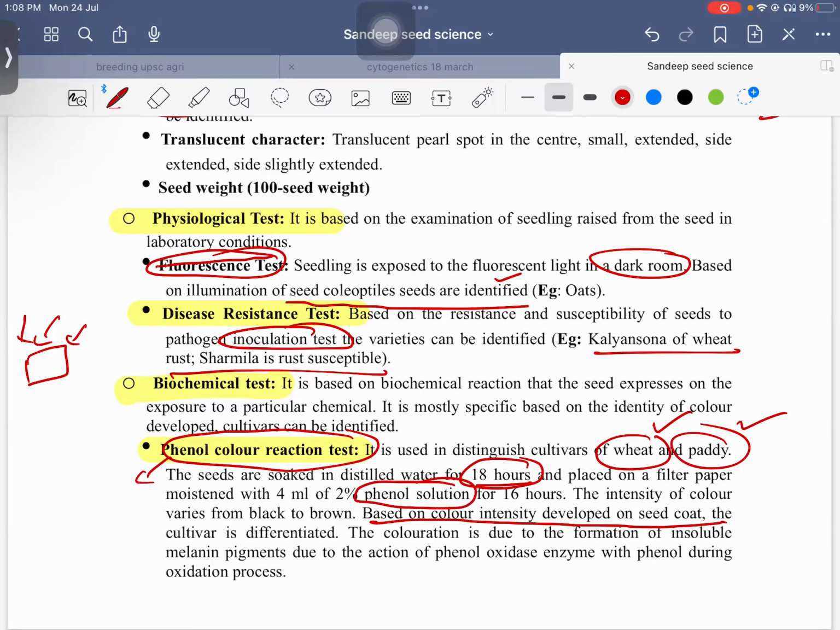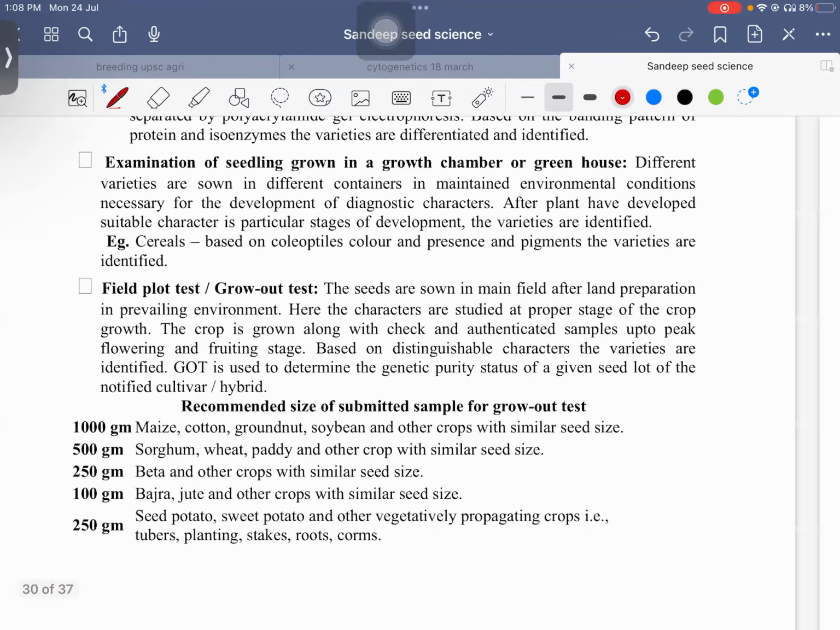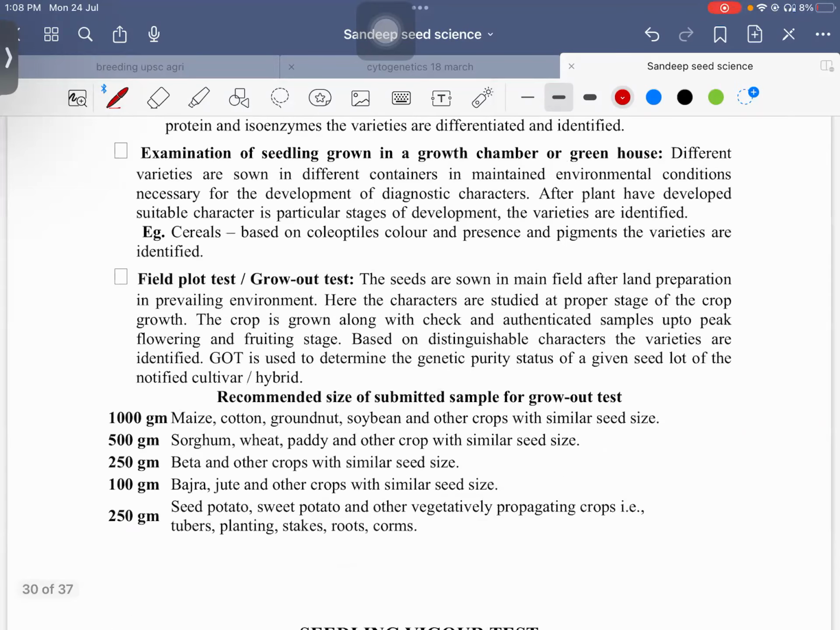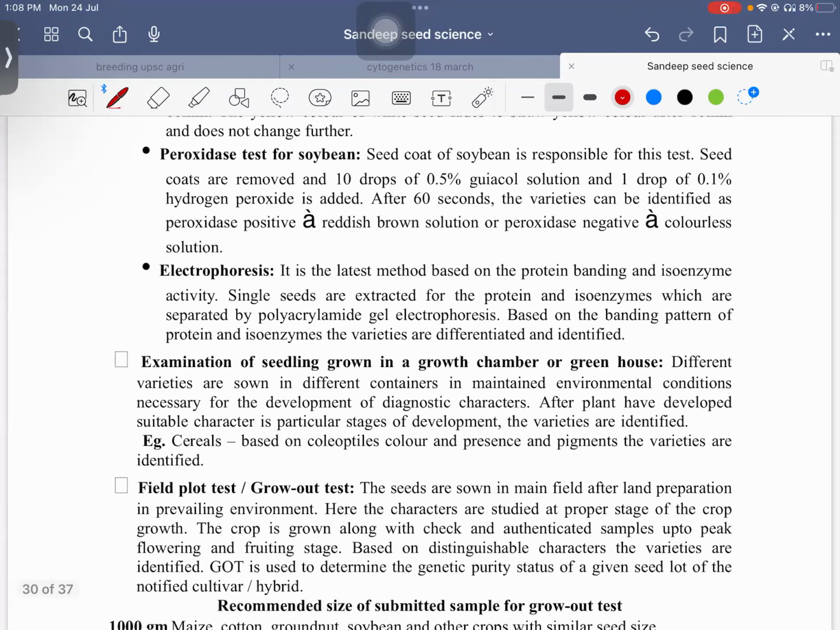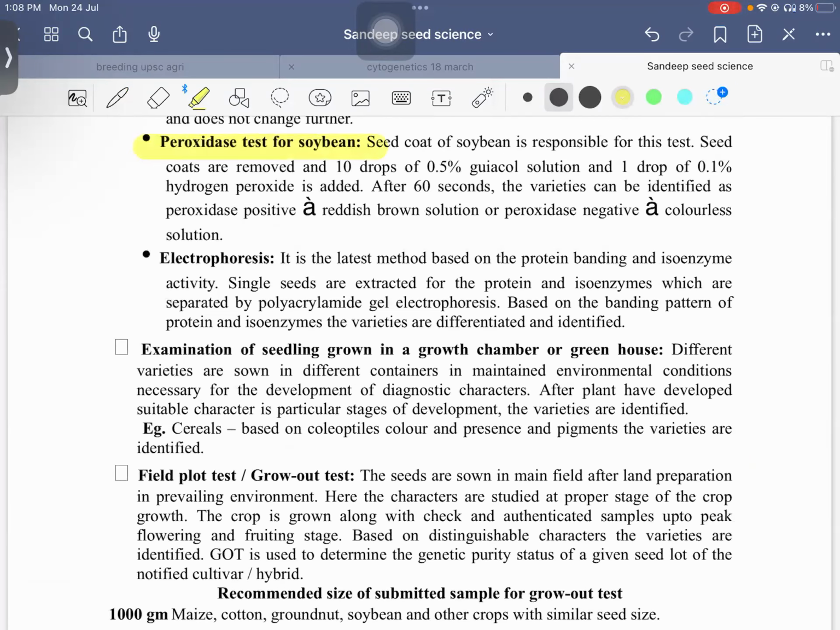Phenol solution, 2% for 16 to 18 hours. We will be using it on filter paper. So what will happen? Based on the color intensity, we will be able to differentiate the cultivars. Based on many chemical procedures, there is no need to remember how they are done. These are some examples only, like the peroxidase test we use for soybean. Electrophoresis is important, like gel electrophoresis: how you differentiate varieties.